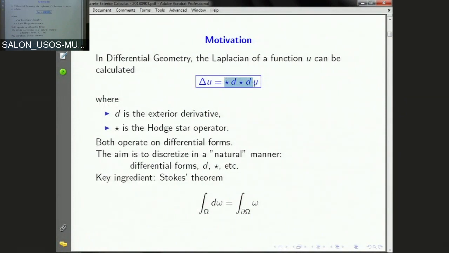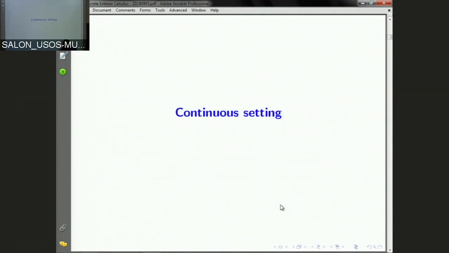Okay? So d is the exterior derivative, star is the Hodge star operator, and another ingredient that will be present in the philosophy of this method is Stokes' theorem, which in general reads like this. Omega could be a manifold with boundary of any dimension. Smooth manifold. Okay? Anyway, I will explain all of this in greater detail.